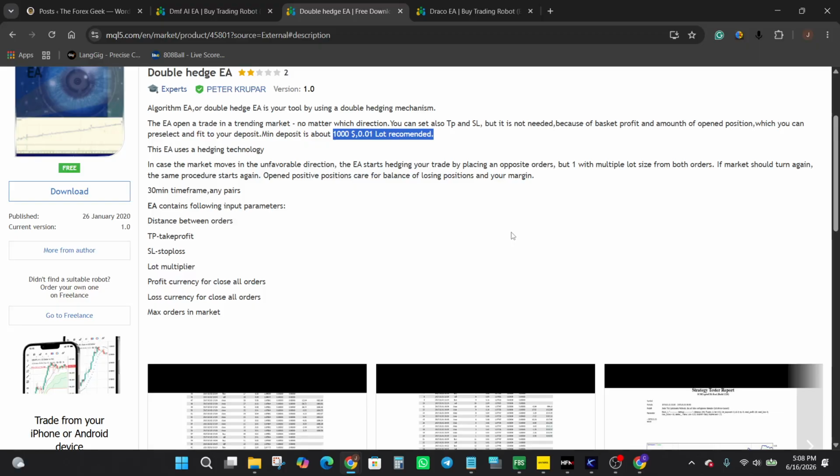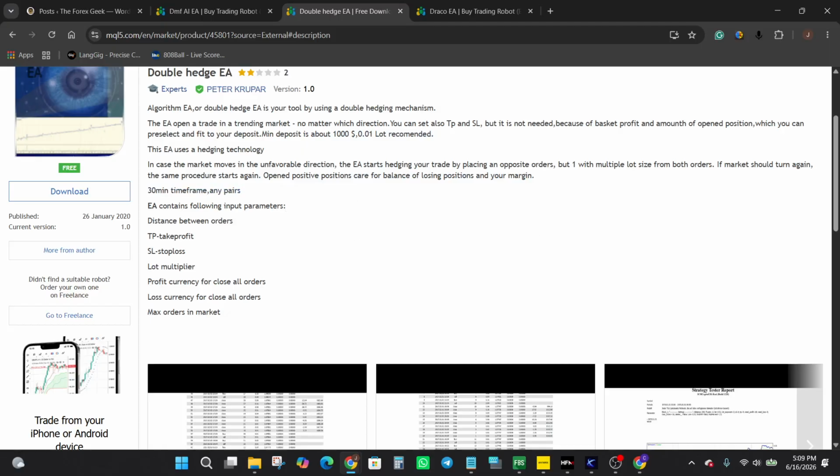Now, as we move into the settings section, several configurable inputs are available. These include the distance between orders, take profit and stop loss values, lot multiplier settings, profit and loss currency targets for closing all orders, and the maximum number of orders allowed in the market. These parameters give users flexibility when adjusting how aggressively or conservatively the EA operates. The developer also specifies that the recommended time frame is the 30-minute chart and states that the EA can be used on any currency pair.